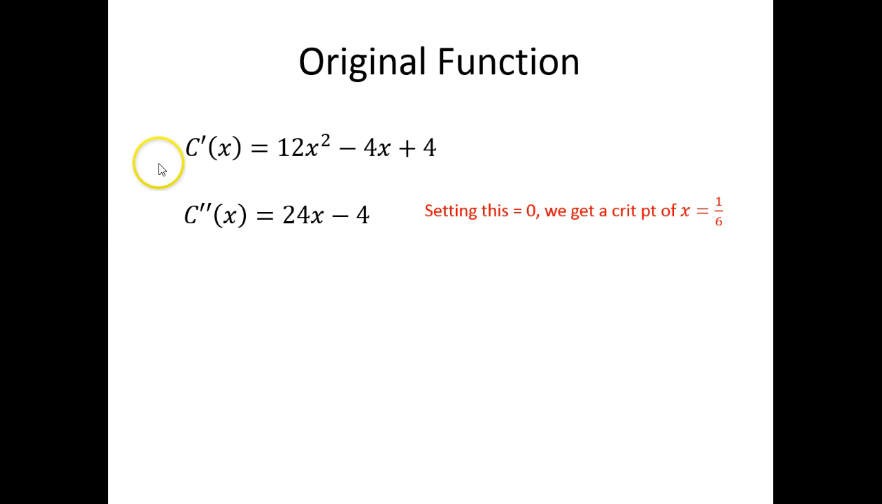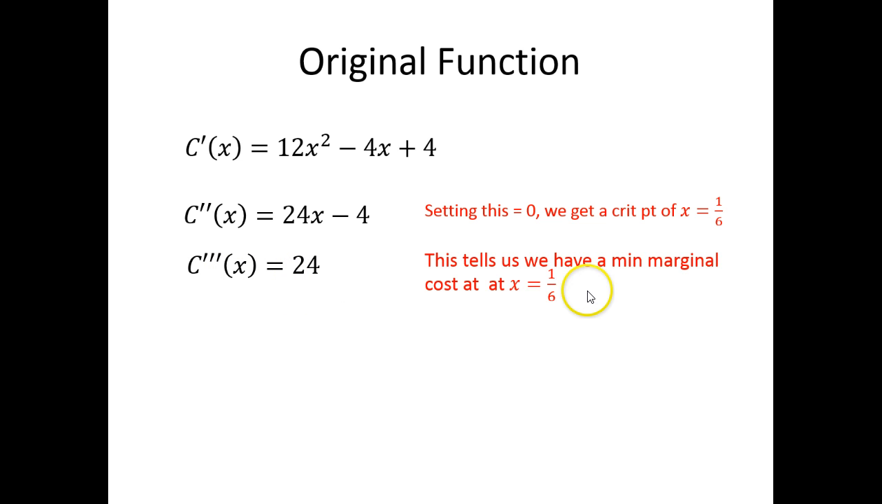We're going to take the second derivative of the marginal cost function, which is really c triple prime, and this gives us 24. So this tells us we have a minimum marginal cost at x equals 1/6 because the first derivative of the marginal cost function was 0 at x equals 1/6. Second derivative of the marginal cost function was positive everywhere, so that tells me it's concave up. Minimum marginal cost.